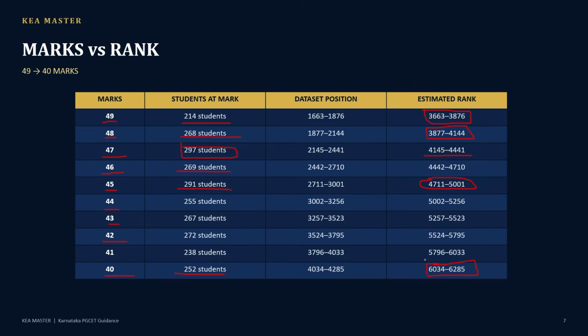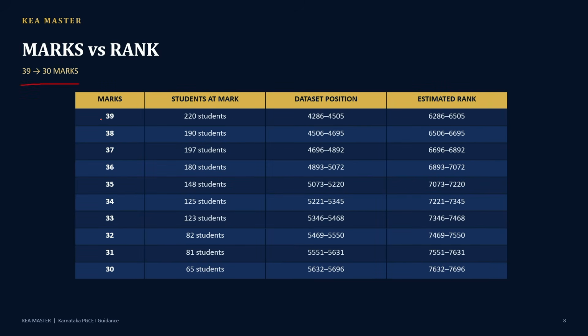Now we are moving from 39 to 30 marks. At 39 marks, there are 220 students, giving approximately 6286 to 6505. At 38 marks, 190 students. At 37, 197 students. At 36, 180 students. At 35 marks, there are 148 students, giving around 7073 to 7220.